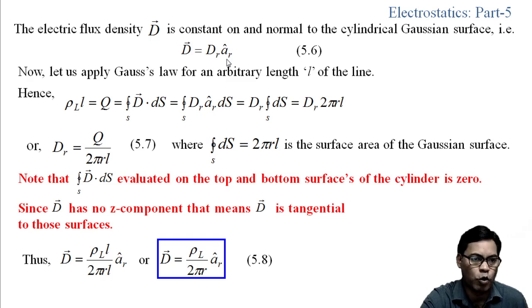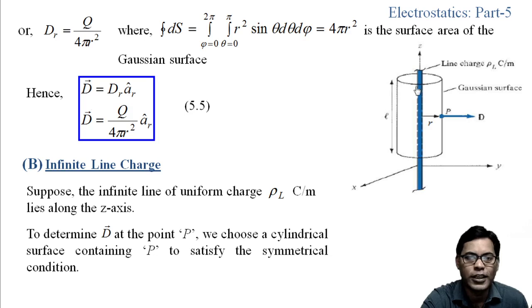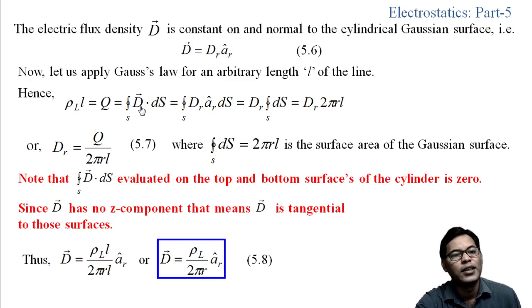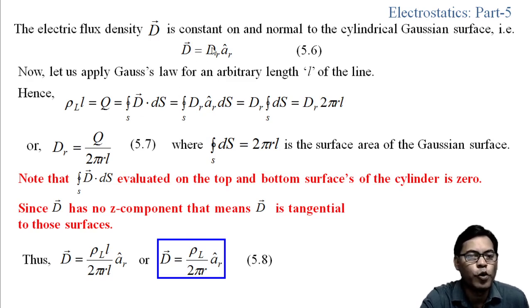For the Q enclosed, we have considered here the length L of the Gaussian surface. The charge density rho_L into the length gives the charge enclosed by the Gaussian surface. So rho_L times L equals Q, which equals the surface integral of D dot dS. Again, D is the vector quantity, D_r a_r. So here the surface integral of D_r a_r dS, and from that we get D_r times the surface integral of dS.